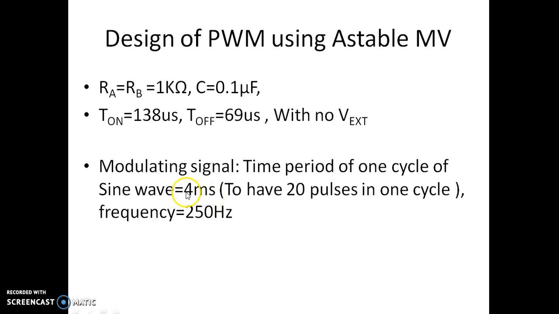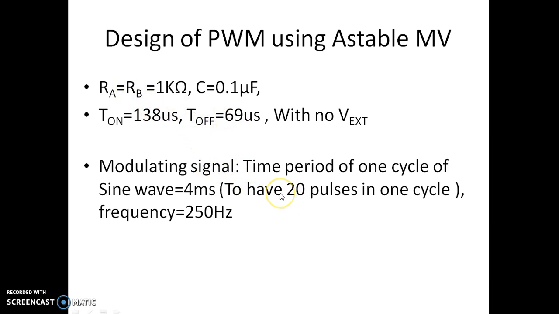Suppose we should always ensure that there should be a minimum of 20 pulses in one cycle of the sine wave. Here, if I take 4 millisecond as the time period, this will result in a 250 hertz sine wave. If I apply a 50 hertz sine wave, it will at least accommodate around 20 pulses.